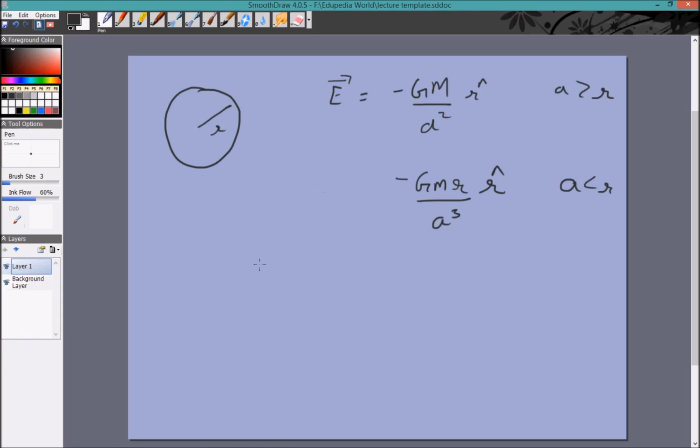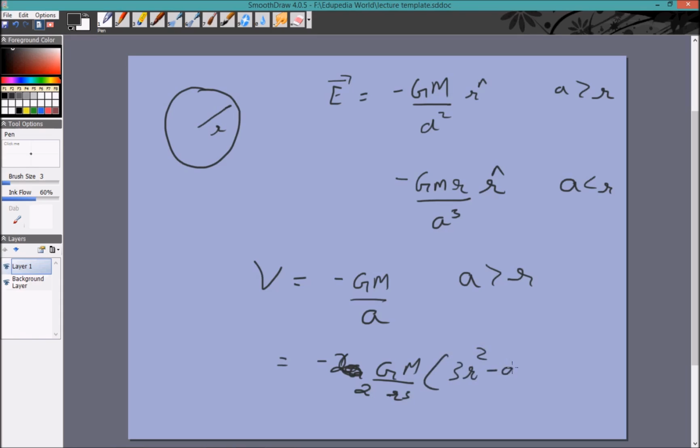So from this we can get the potential directly. Now if the field is the same as that of a point mass at the center, then the potential has to be the same as that of a point mass at the center. So it was minus gm by a for a greater than r. For a less than r, I'm not going to do it, but you can do it easily enough. All you need to do is integrate this, and it will come out to be minus gm by 2r cubed times 3r squared minus a squared. I think I made a mistake. This should be a and this should be r actually. R cubed, yeah. This is for a less than r.